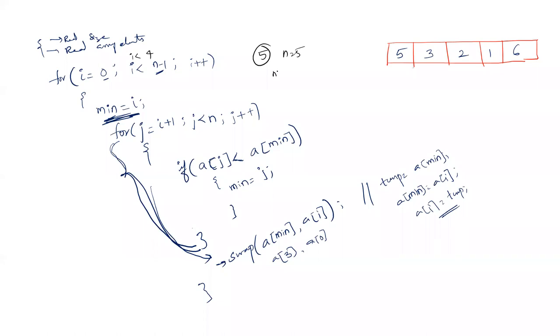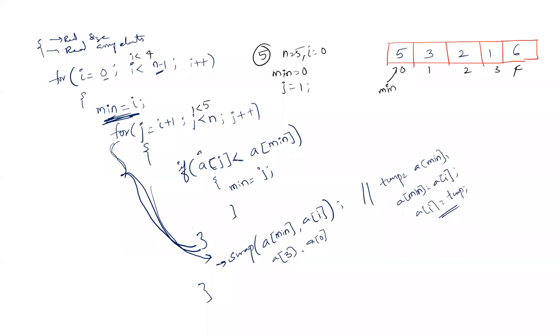So what is the min now? min equal to 0, since i is equal to 0. Next, j equal to i plus 1, so now the j value is equal to 1. Now we have the indices 0, 1, 2, 3, 4, and min holds the minimum value's index. Now I'm going into the inner loop, j value is 1, i plus 1. Is 1 less than 5? Yes, it is true. So go into the logic.